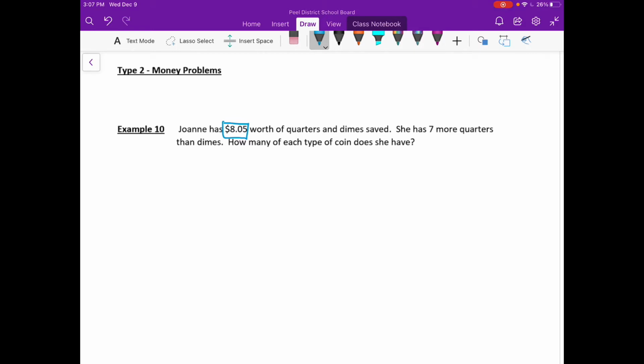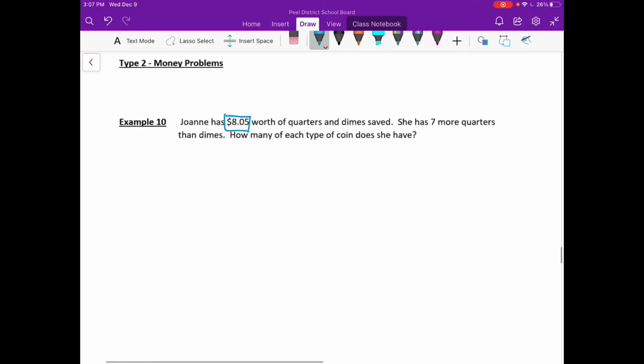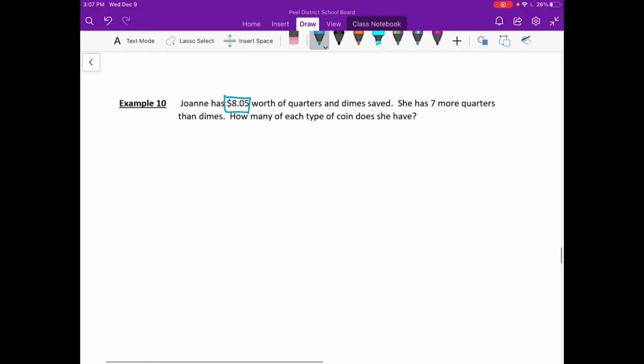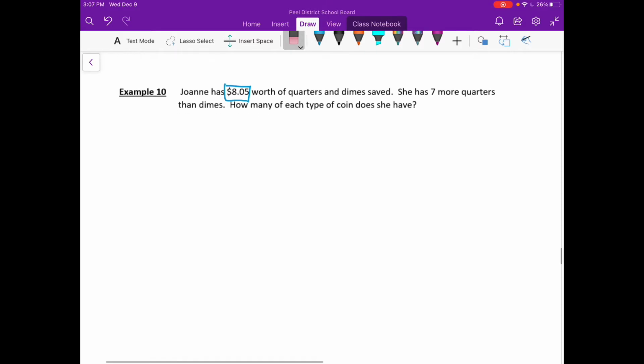So when I solve problems like this, I usually use the other method, but a method that I found very easy to use at the beginning was something like this. So I'm going to make a chart. I have my dimes, and I'm just gonna write that in here. And then I have my quarters.